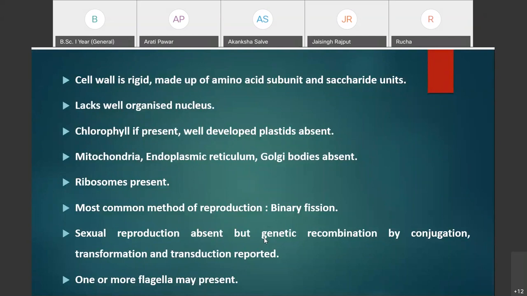The first one is conjugation. The second one is transformation. And the third one is transduction.